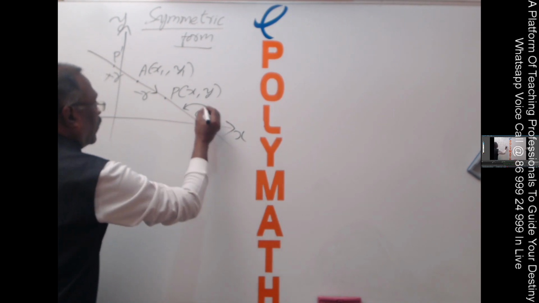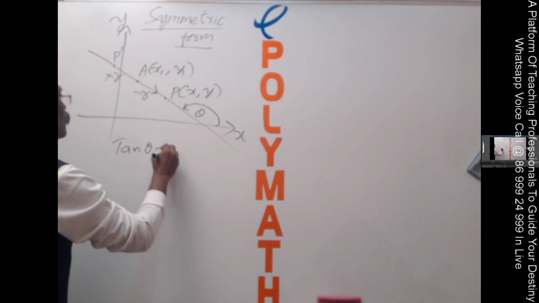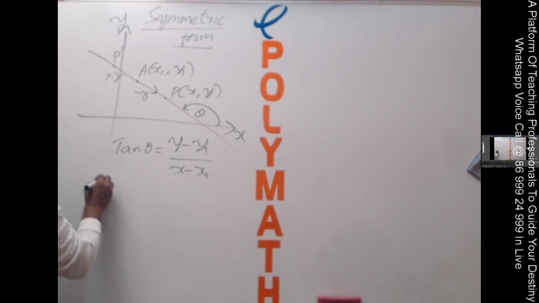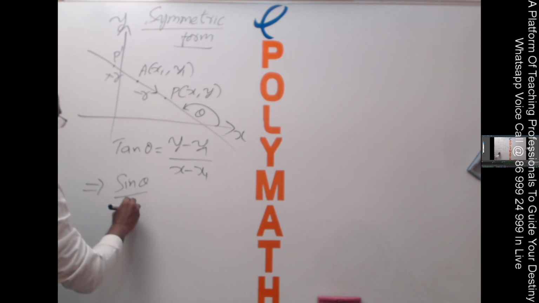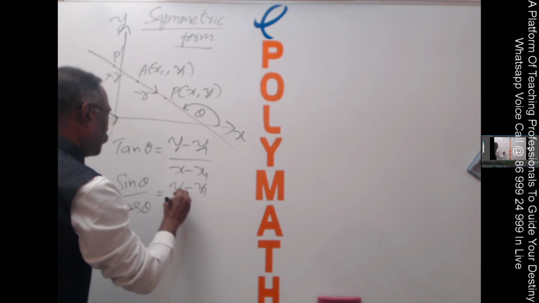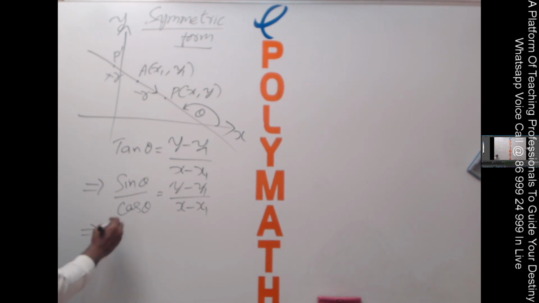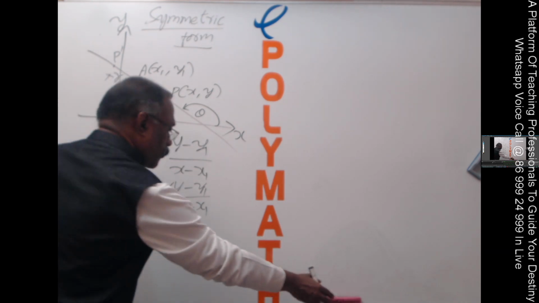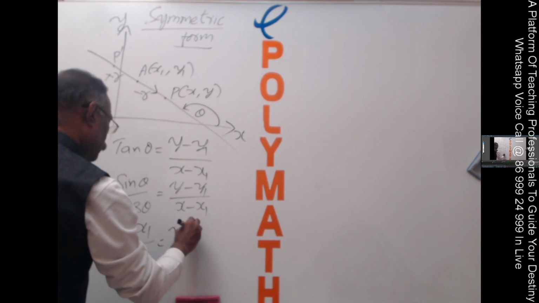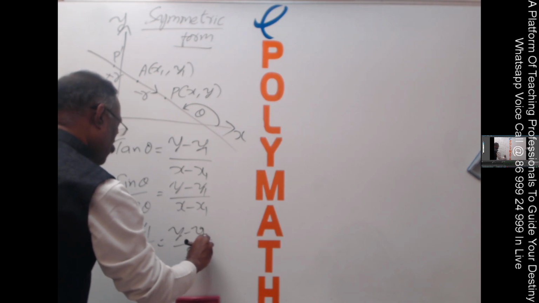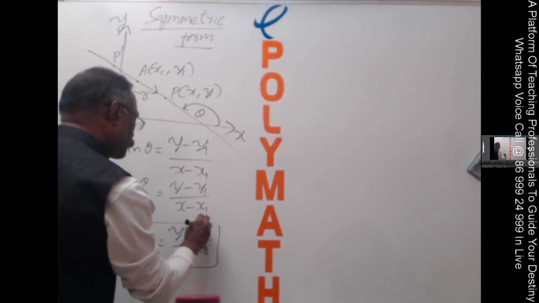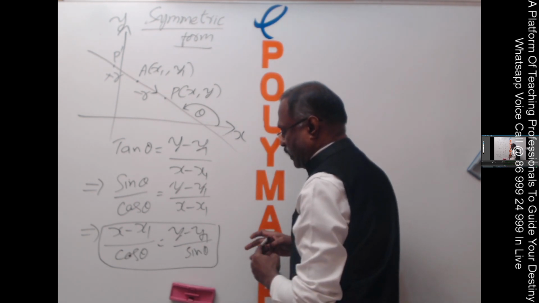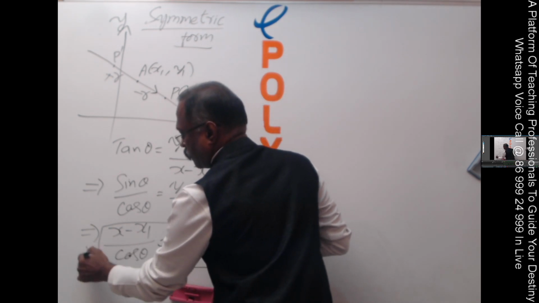Now, what is the slope here? Tan theta. What is the slope here? y minus y1 by x minus x1. Now, if you write this as sin theta by cos theta, it is nothing but y minus y1 by x minus x1, which implies x minus x1 by cos theta is equal to y minus y1 by sin theta. This is nothing but the symmetric form. I hope you are with me. x minus x1 by cos theta is equal to y minus y1 by sin theta is the symmetric form of the line. Keep it like that.